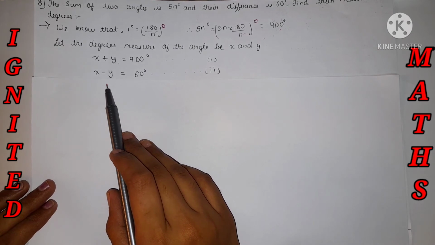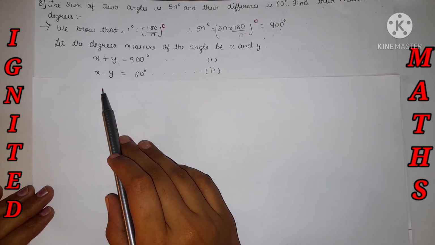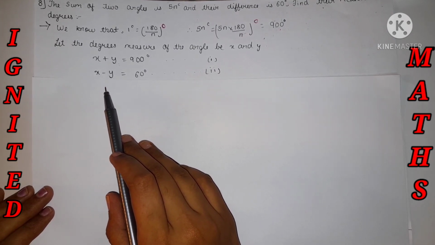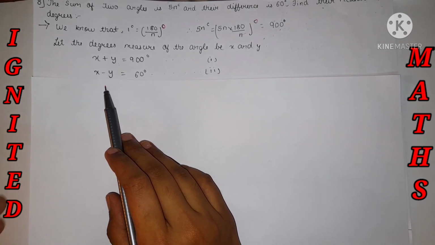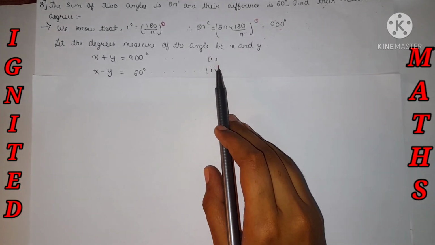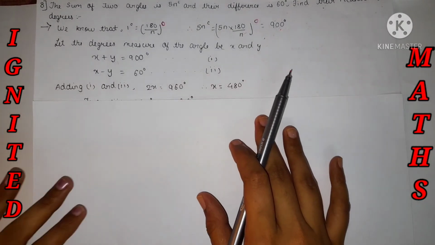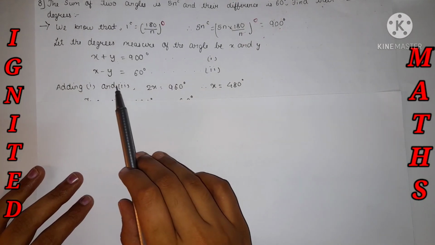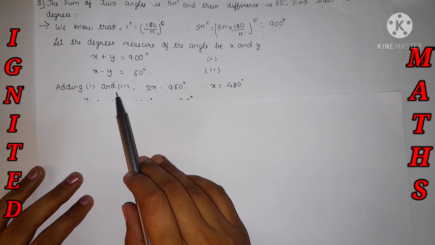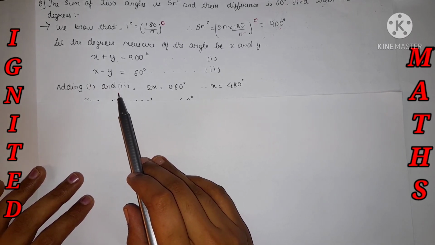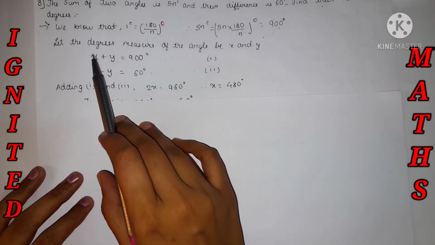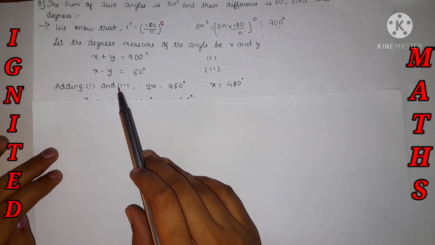So the procedure is we can find it by the simultaneous equations. If we add or subtract equations 1 and 2, we will get the values of x and y. So we are adding equations 1 and 2. Even we can subtract also, no problem, then also we will get the answer. Whatever be the easy procedure, we can go with that.